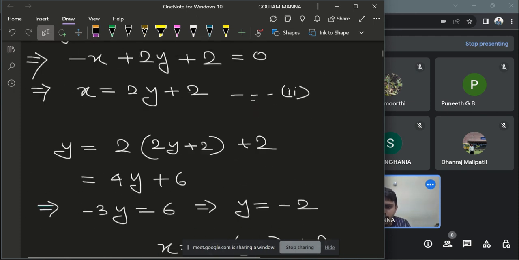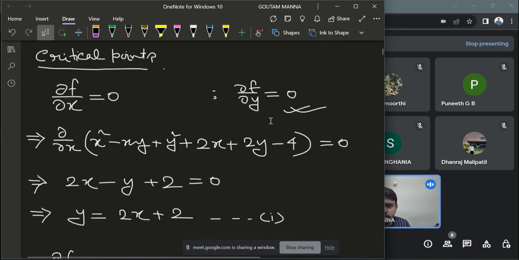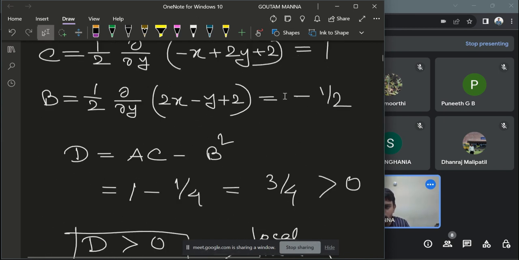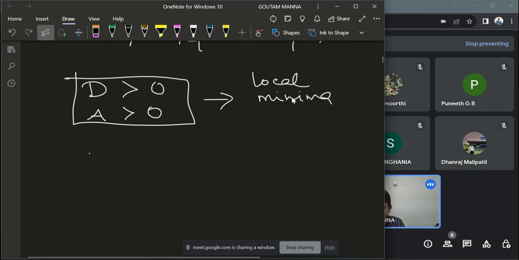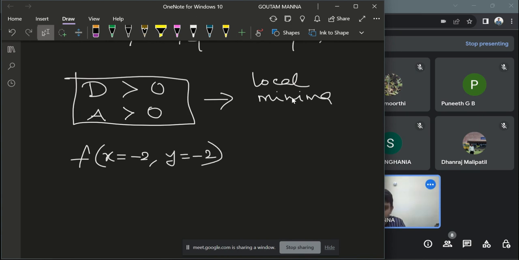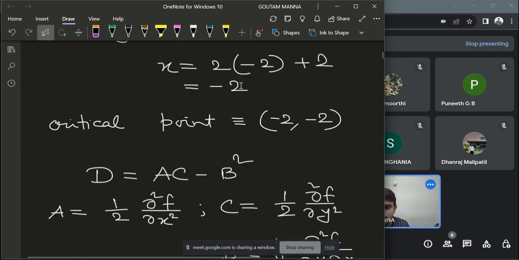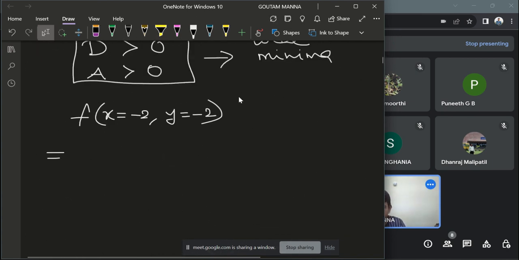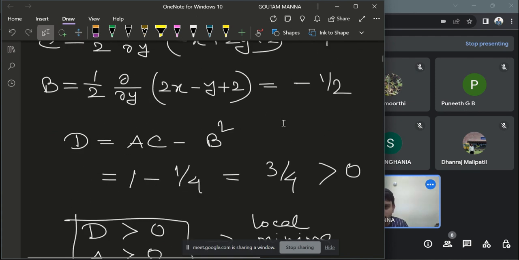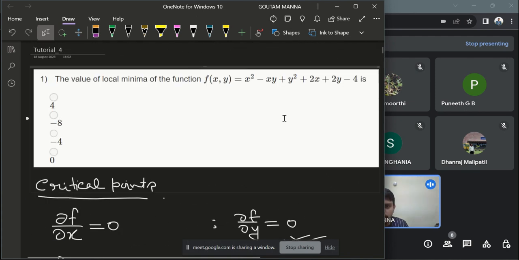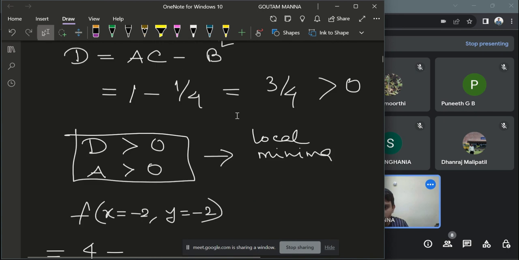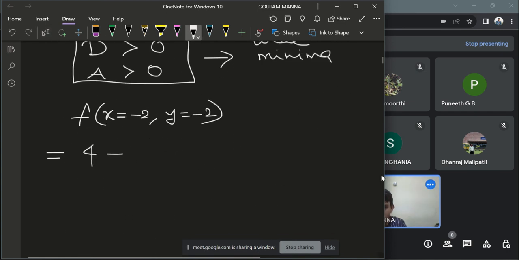And then at this local minima, the value of this function will be, just put the points, so f of x, y, x equals minus 2, y equals minus 2. It will be x square, so x square is 4, minus x square, minus xy, plus y square. Okay.